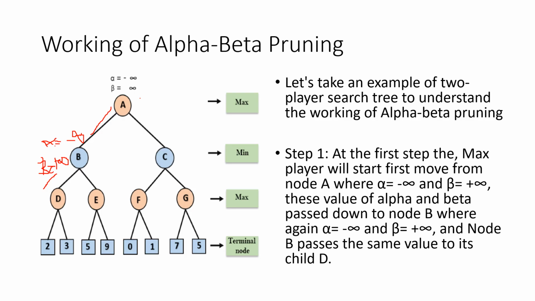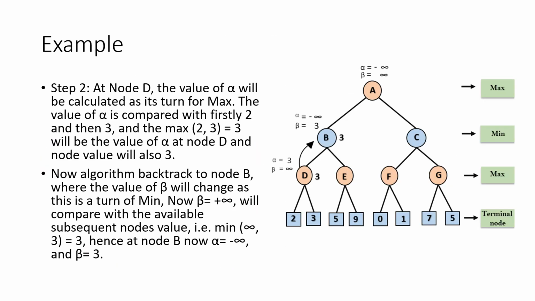And here we know that A is the max node, B and C are the min nodes, and D, E, F, G are the max nodes, and these are the terminal values. Then we will see at node D what will happen. So at node D, D is the max node.